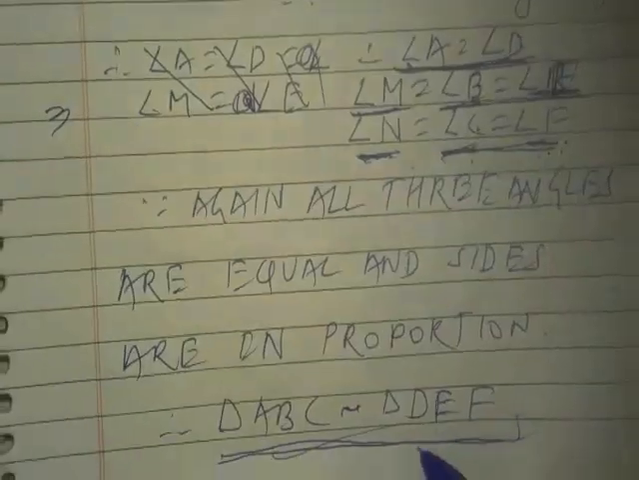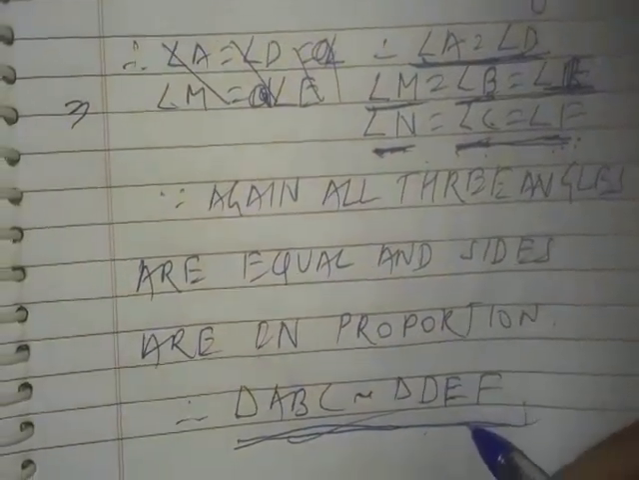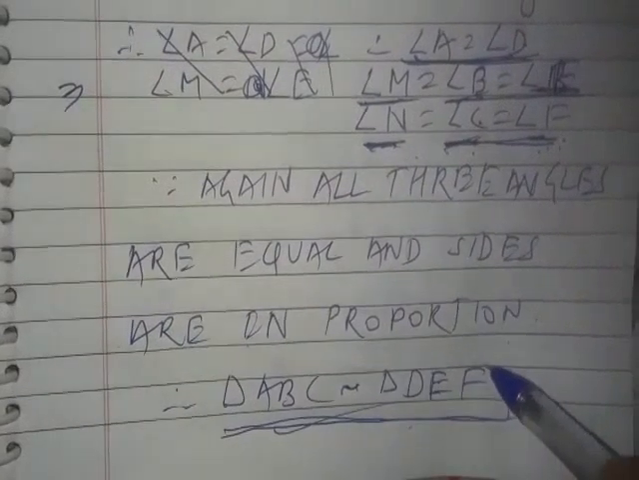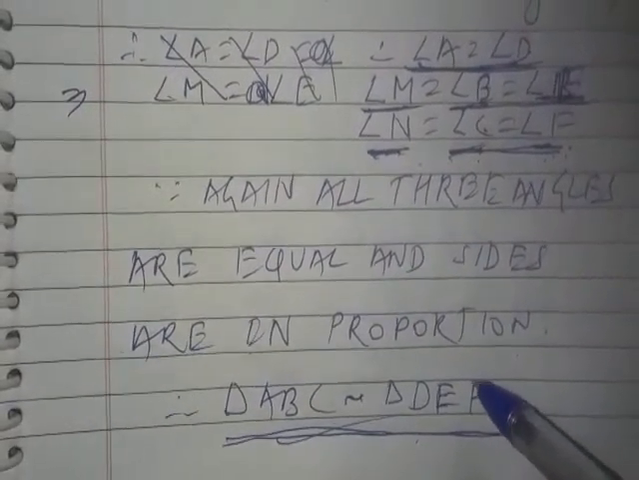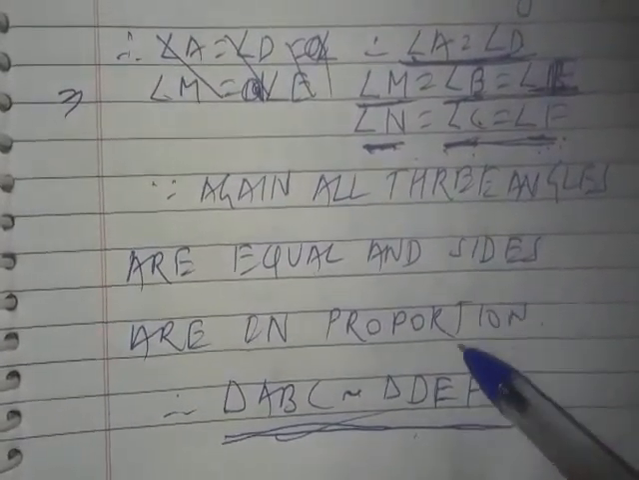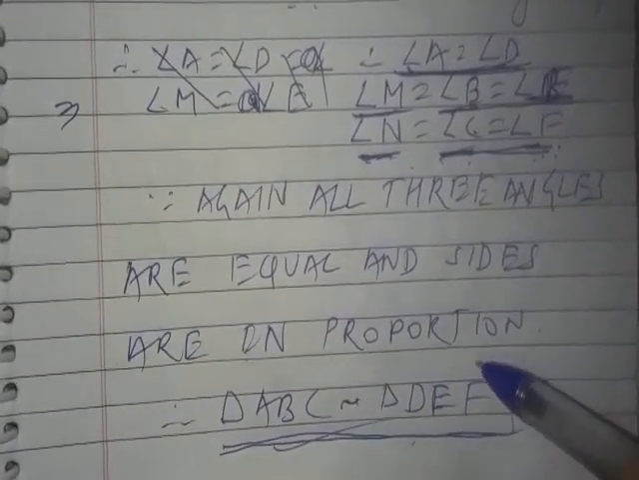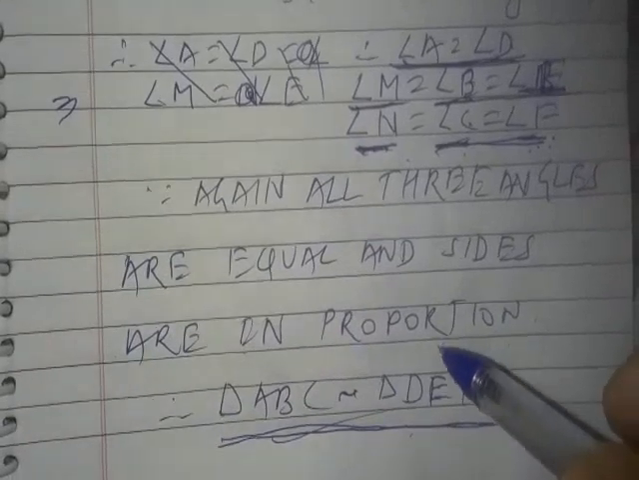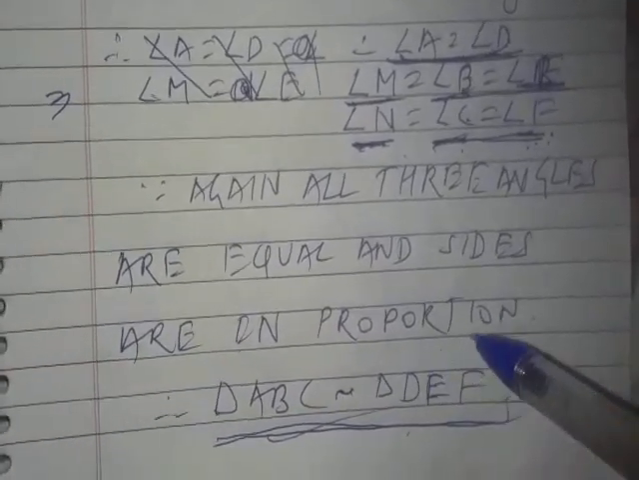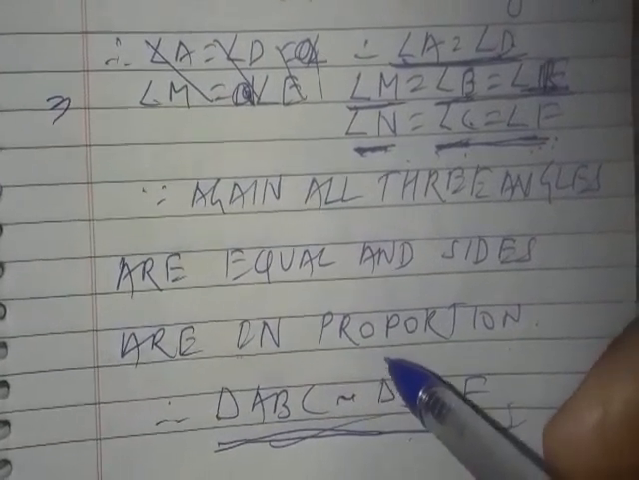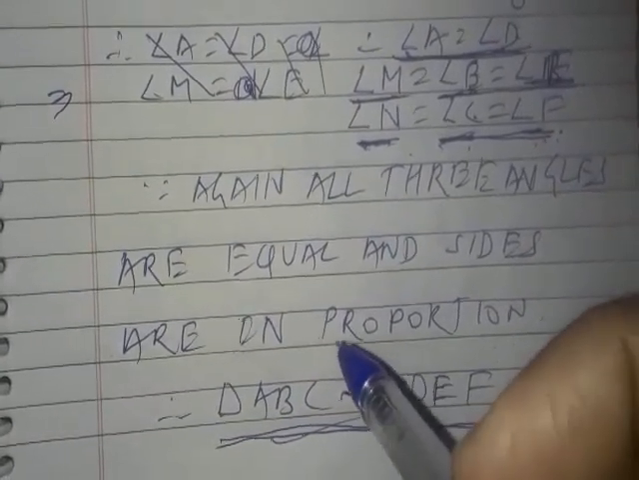In the next class, we will discuss another criterion of the similarity of triangles, that is the SAS condition. It means that if two sides are in proportion and the included angles are equal, then the two triangles will be similar. This condition will be discussed in the next class. Till then, you have to practice these two criteria for similarity of triangles to get command over them.